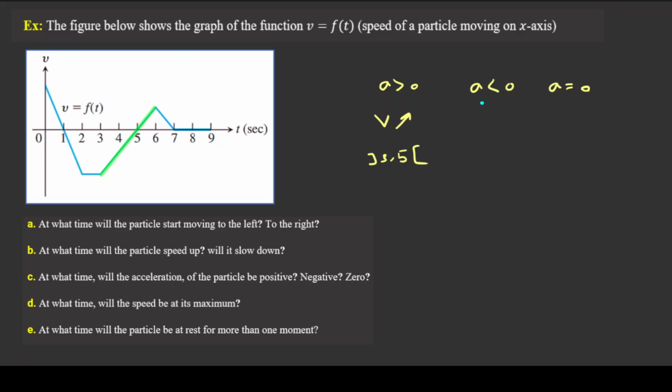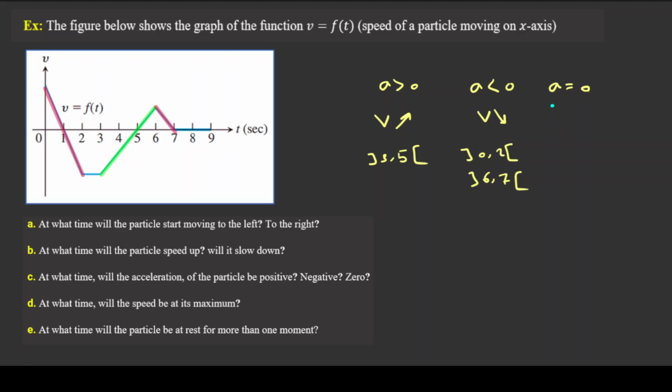Okay, so at what time is the acceleration going to be negative? When velocity is decreasing. At what time is velocity decreasing, guys? Velocity is decreasing from 0 to 2, and also from 6 to 7, and the acceleration is negative. So we can say from 0 to 2, and also from 6 to 7.